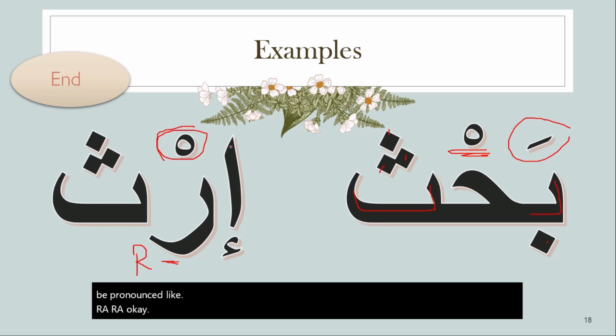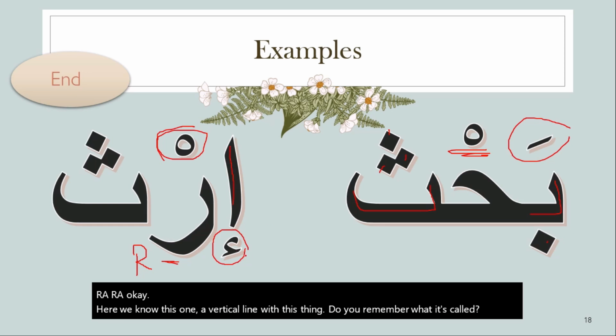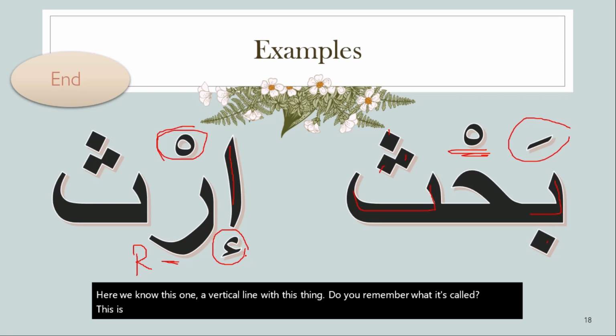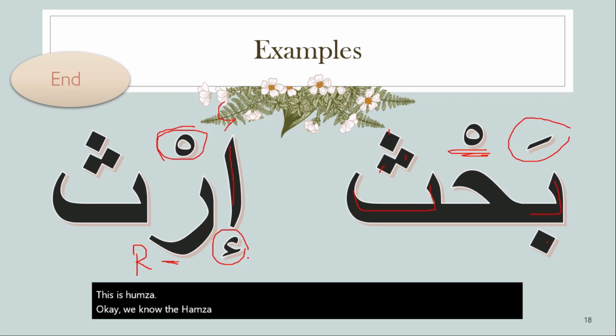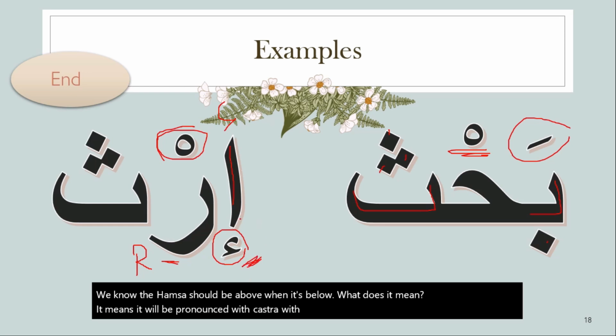Okay, here we know this one, a vertical line with this thing. Do you remember what it's called? This is hamza. We know the hamza should be above. When it's below, what does it mean? It means it will be pronounced with kasra, with an e sound. So this is e.